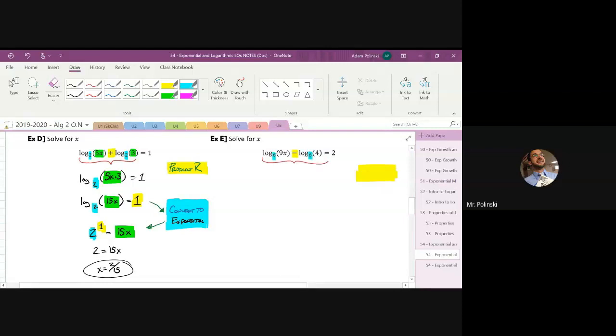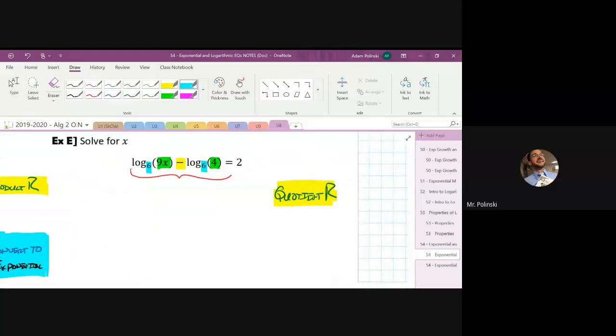Well, in this next problem, you can see I've already started highlighting. We see that we have two logs with the same base, and we are in fact subtracting here. So since we are subtracting, we can use our quotient rule to rewrite these two logs as one single log of base 6. So log base 6 of, now since it's subtraction, we need to write this as division. 9x over 4 is equal to just a 2. Right?